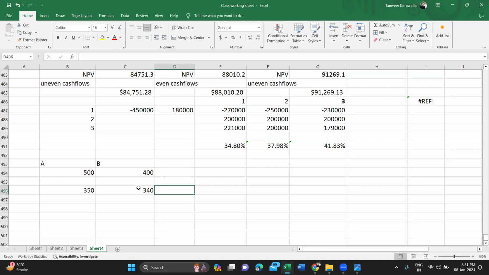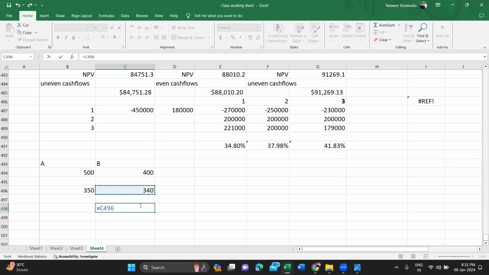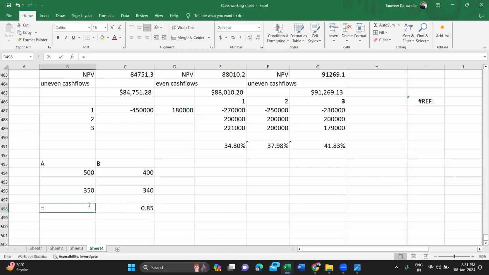But the point I wanted to explain here is, you can't compare 350 and 340 because 350 is out of 500 and 340 is out of 400. So here you will get, let's say, around maybe 70, 75, 80%. How much do you get? 340 divided by 400, you will get 85%. And here you will get 75%, I think, right?